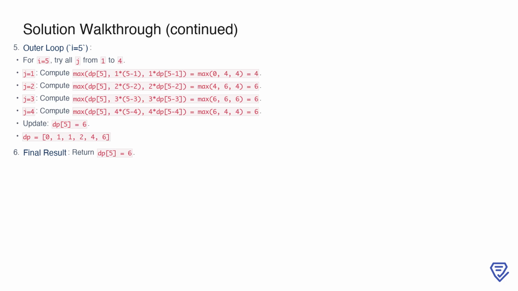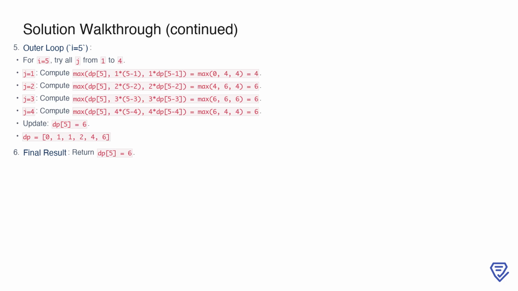For j equals 1, the maximum product is 4. For j equals 2, splitting the number gives a maximum product of 6. Similarly, for j equals 3, the calculation results in a maximum product of 6, and for j equals 4, the value remains 6. Therefore, we update dp[5] to 6, resulting in the final dp array [0, 1, 1, 2, 4, 6]. After completing the computation, the maximum product for n equals 5 is stored in dp[5], which is 6. This value is returned as the result.